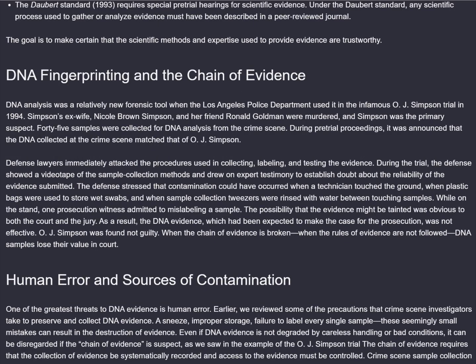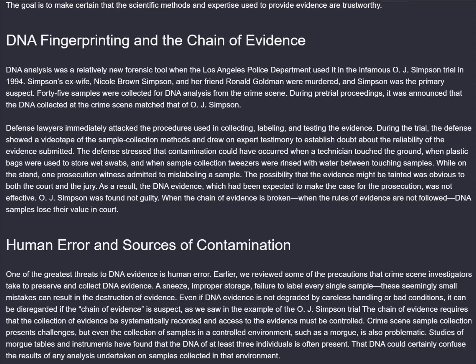The Daubert Standard, 1993, requires special pretrial hearings for scientific evidence. Under the Daubert Standard, any scientific process used to gather or analyze evidence must have been described in a peer-reviewed journal. The goal is to make certain that the scientific methods and expertise used to provide evidence are trustworthy.